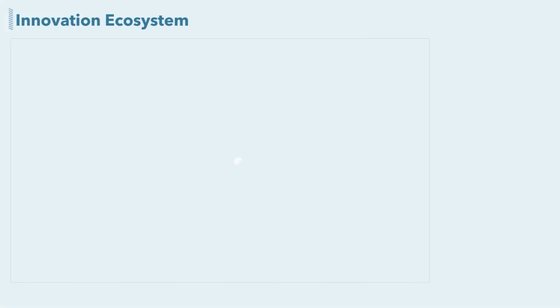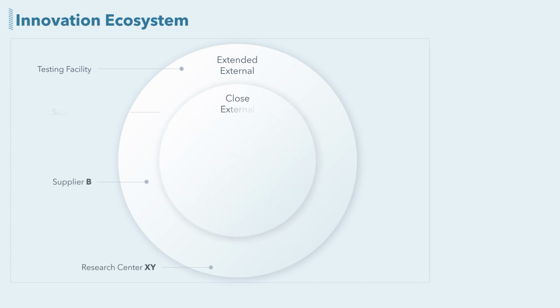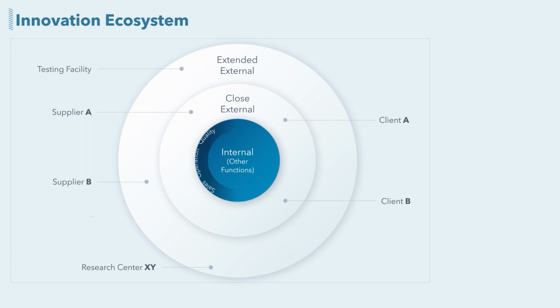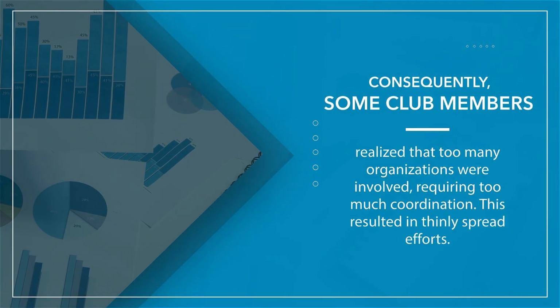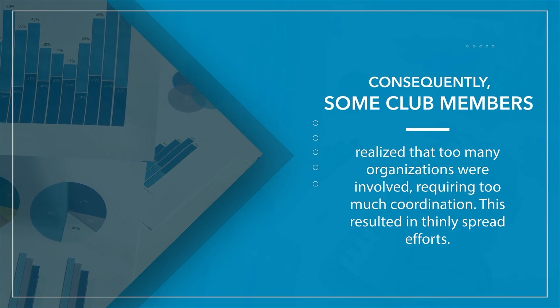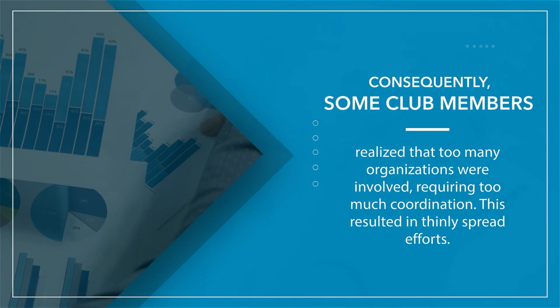During the mapping stage, a visual tool is an essential tool that aids team members in recognizing who is part of the ecosystem. It is designed to better understand the relationships and dependencies of organizations involved. Consequently, some club members realized that too many organizations were involved, requiring too much coordination. This resulted in thinly spread efforts.